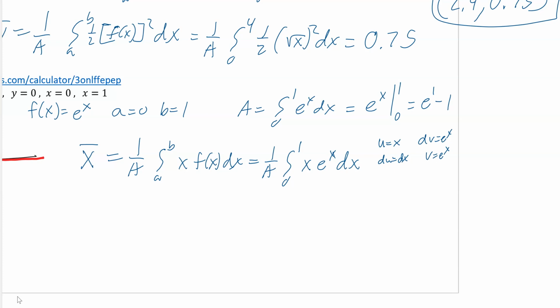So then we end up with 1 over A, bracket, and then it's x e to the x minus the integral from 0 to 1 of e to the x dx.